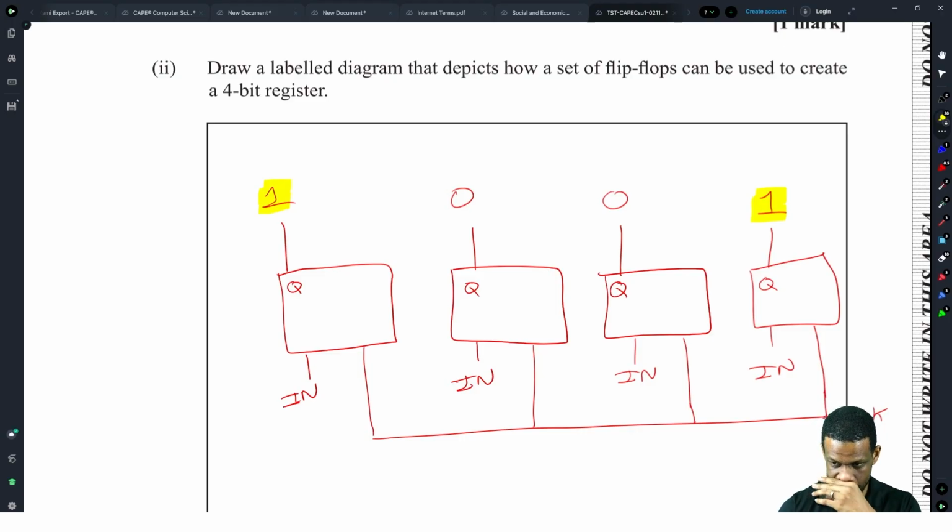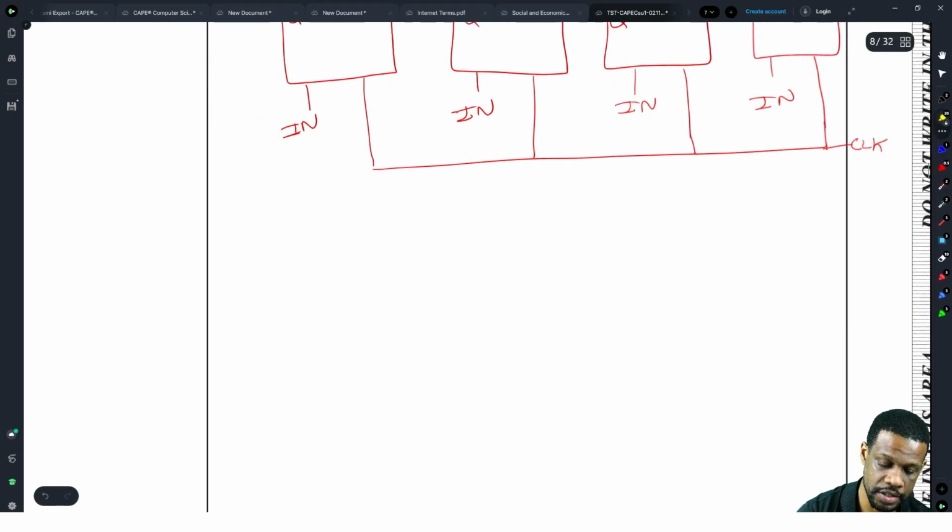So you kind of need to know how to put them together. The most important part here is the clock signal, because the clock signal is going to determine how it changes. This is how you add numbers. So usually you'll have 0, 0, 0, 0, then you'll have 0, 0, 0, 1, 0, 0, 1, 0, and it will keep adding up like that. That's how flip-flops work.